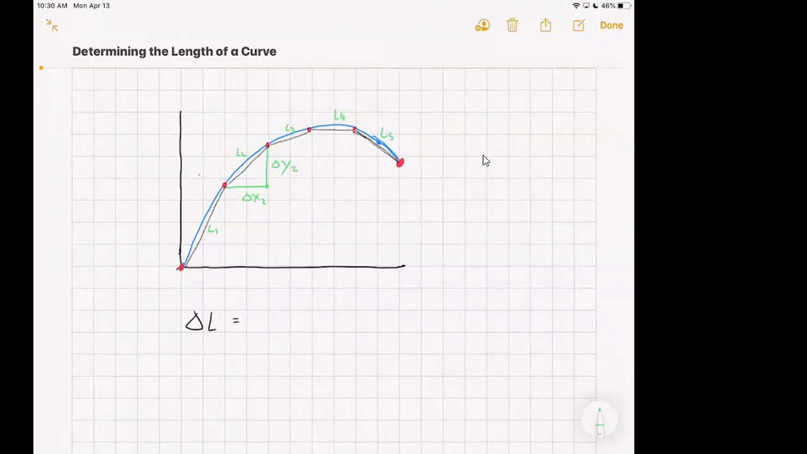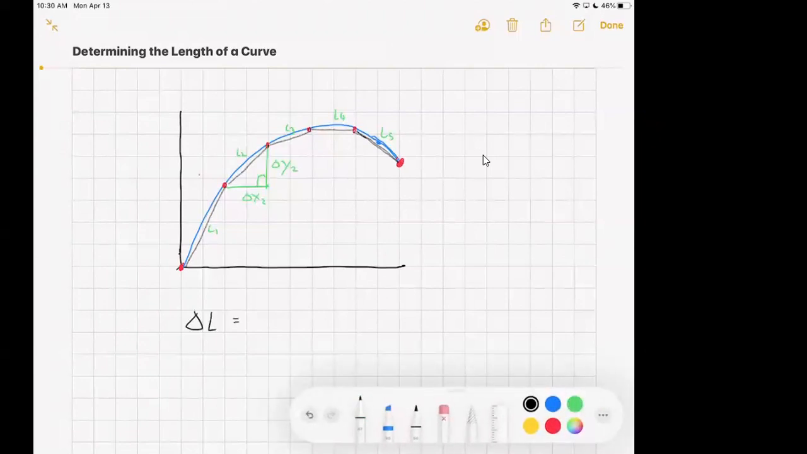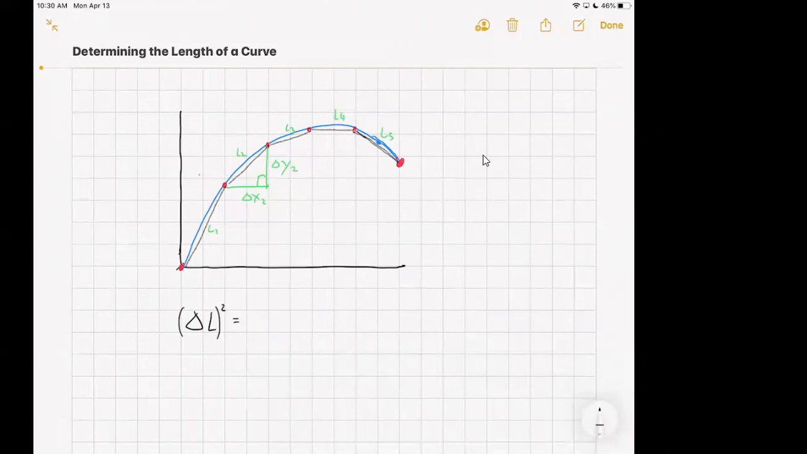So hopefully you realize this is a right triangle, and so we could simply use the Pythagorean theorem, and we could say that delta L squared, maybe I should put that in parentheses, the quantity delta L will be squared, is equal to delta x squared plus delta y squared.